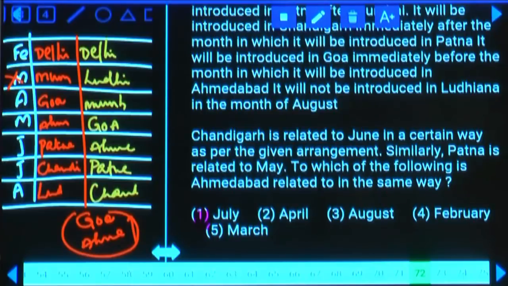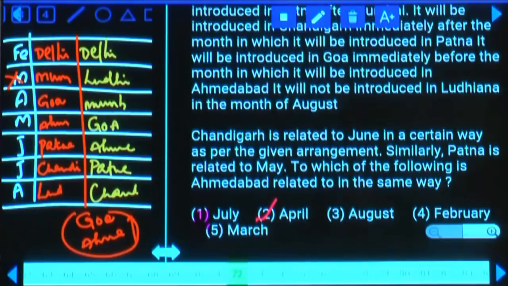Similarly, Patna is related to May. Patna is in the month of July, and May and Patna is 2 months after May. To which of the following is Ahmedabad related? Ahmedabad must be 2 months after April, isn't it? 2 months after April, that is choice 2, the answer.